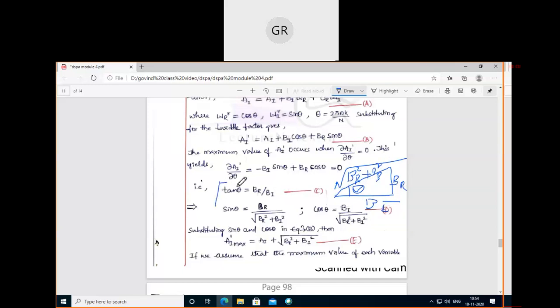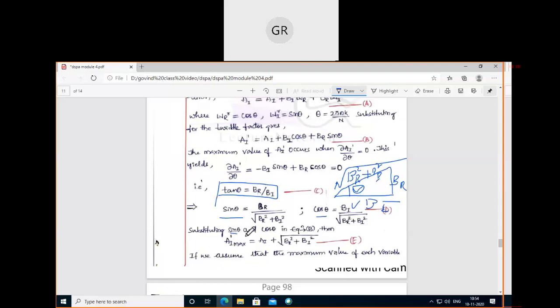Here we know that tan theta is equal to BR divided by BI, that means opposite divided by adjacent. Adjacent is BI and opposite is BR. And sin theta is equal to BR divided by, that means opposite divided by hypotenuse, which is square root of BR square plus BI square. And cos theta is adjacent divided by hypotenuse, that means BI divided by square root of BR square plus BI square.